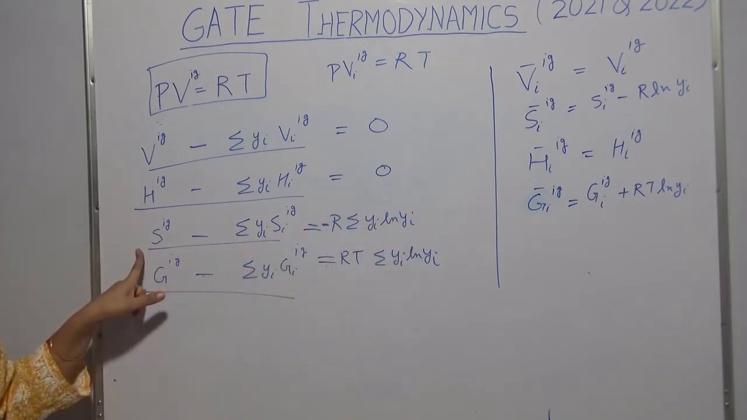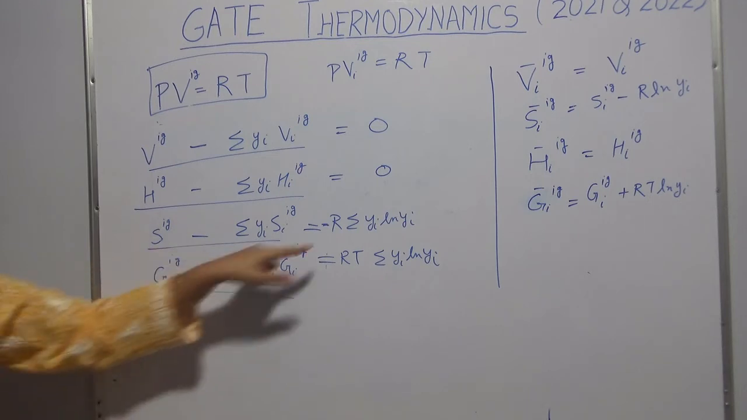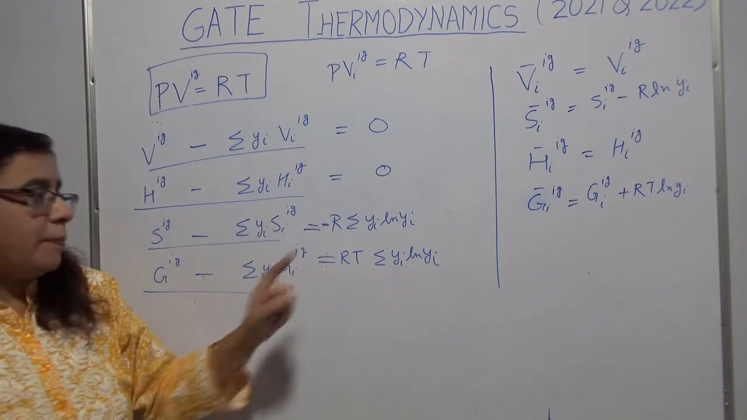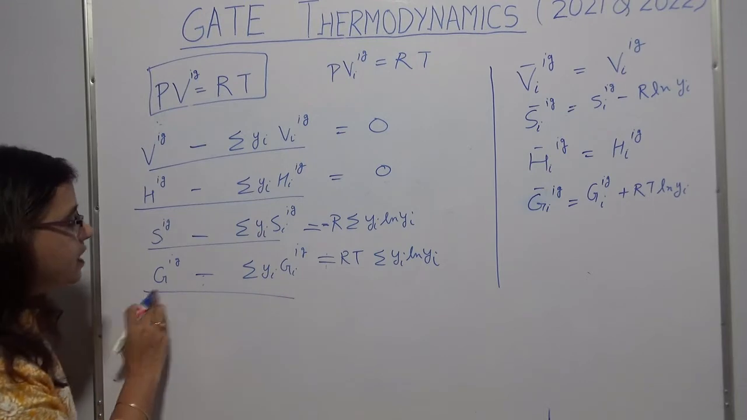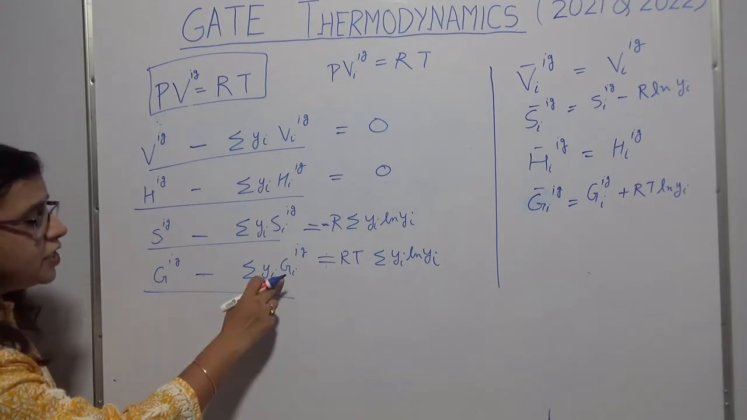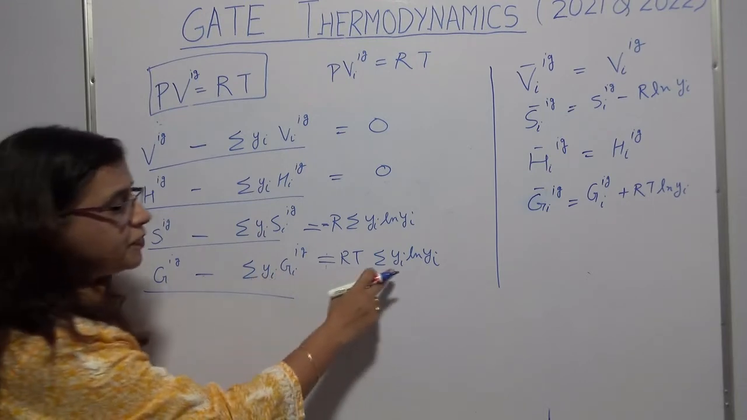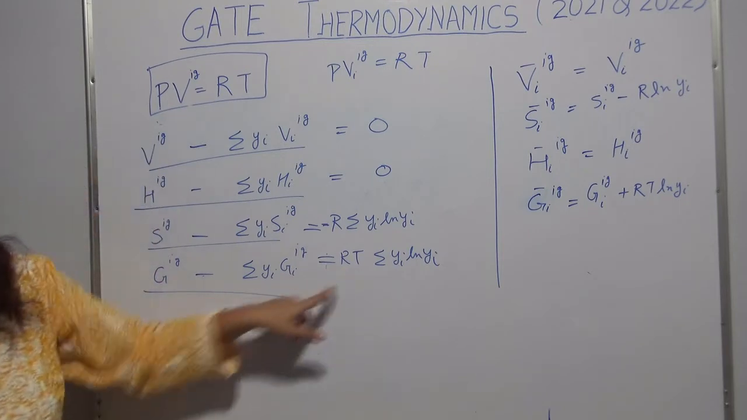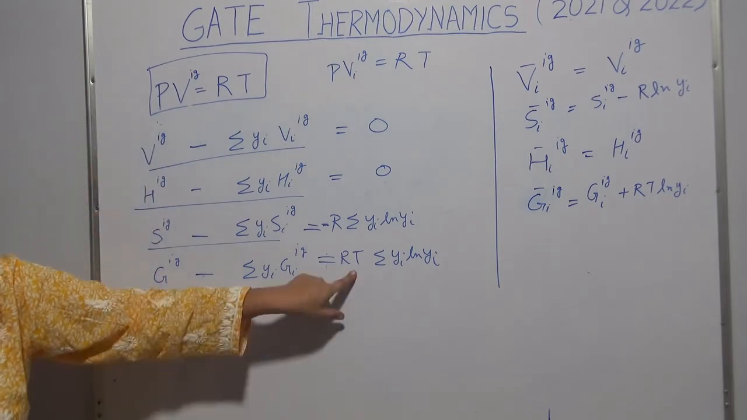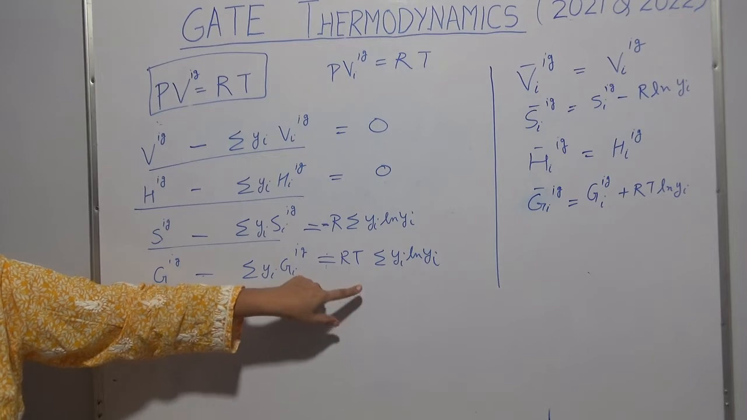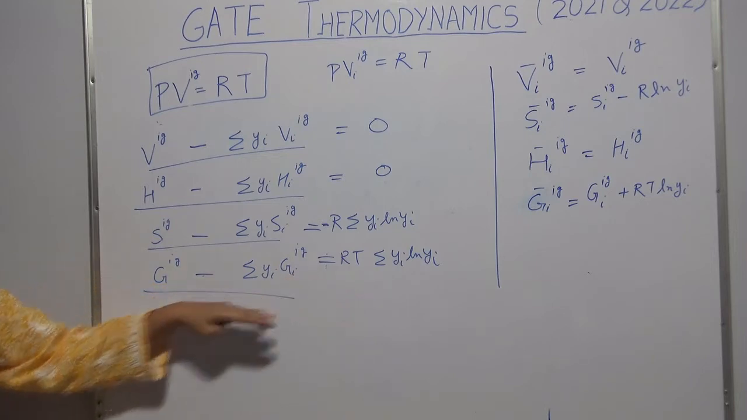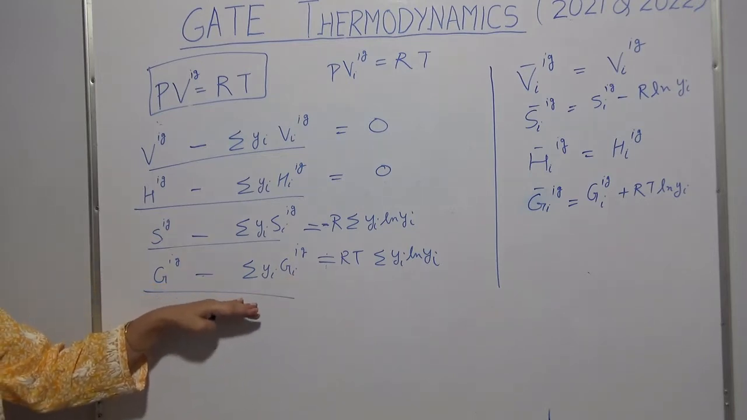So what will be your entropy change of mixing? It will be positive, as it should happen. And over here you will see that your Gibbs energy change of mixing will be negative, and for any spontaneous process like mixing, it has to be negative in order to take place. So these are your property changes of mixing.